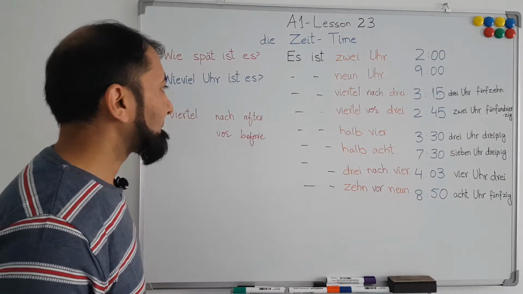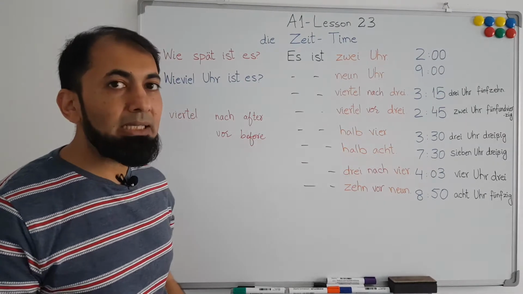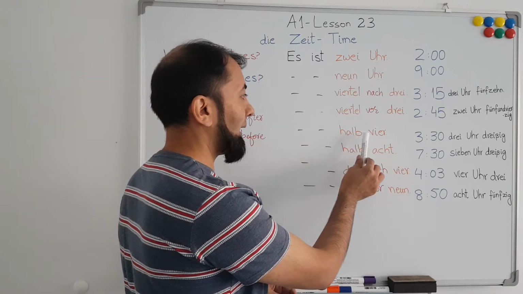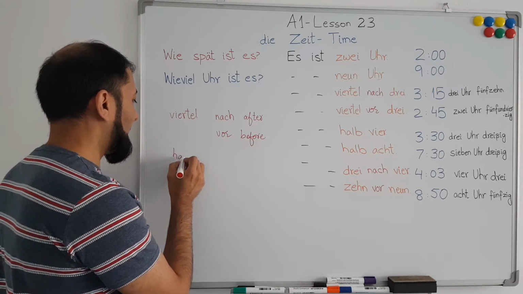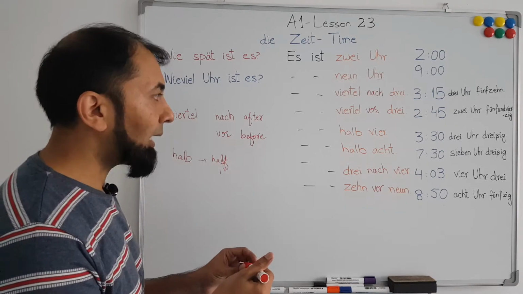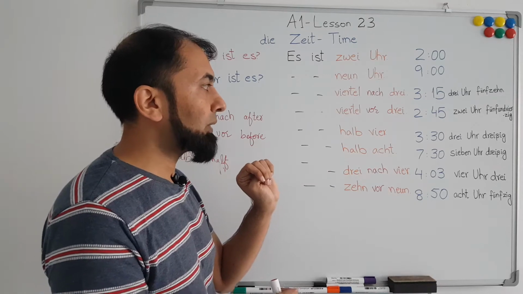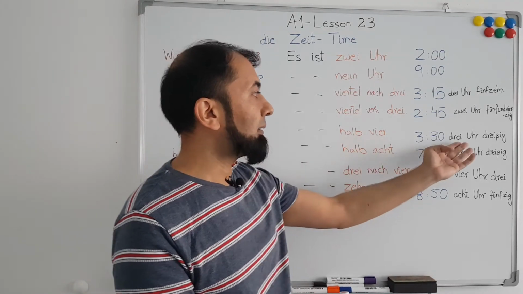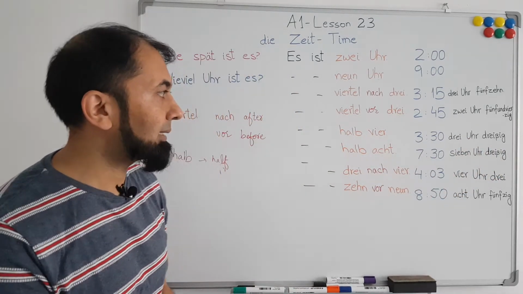Now the next is, if it's 3:30, then we will say: Es ist halb vier. Here we have used another word, halb, which means half, and halb vier means 3:30. Or if you want to say it's 3:30: Es ist drei Uhr dreißig.